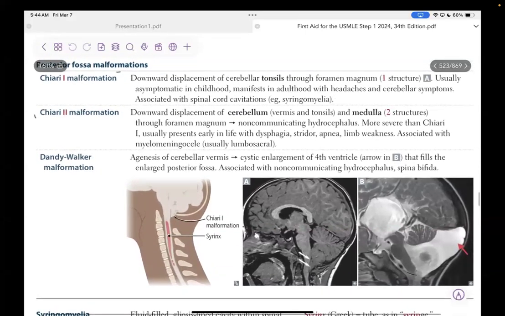At first, we need to know, when we say posterior fossa, what do we mean by posterior fossa? Posterior fossa means the back of our head. According to the anatomy of the neuro, we know that in the back of the head there is the cerebellum, medulla, and pons. They are all together. They're like neighbors, like three friends.